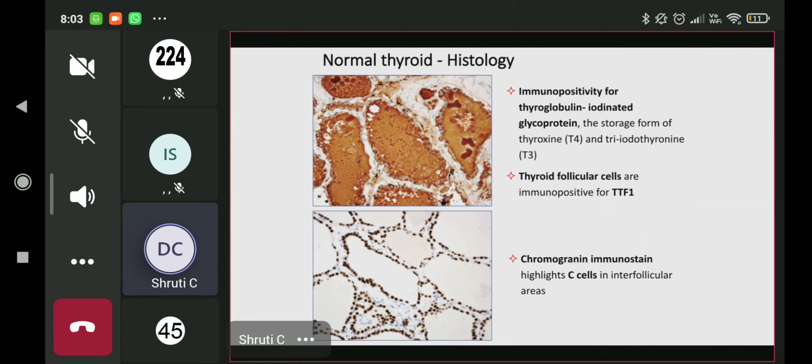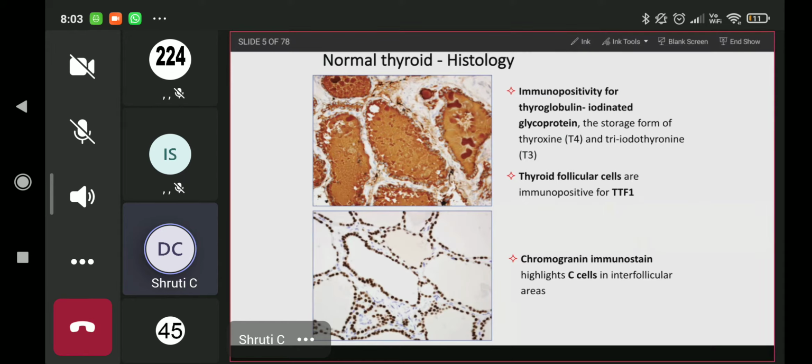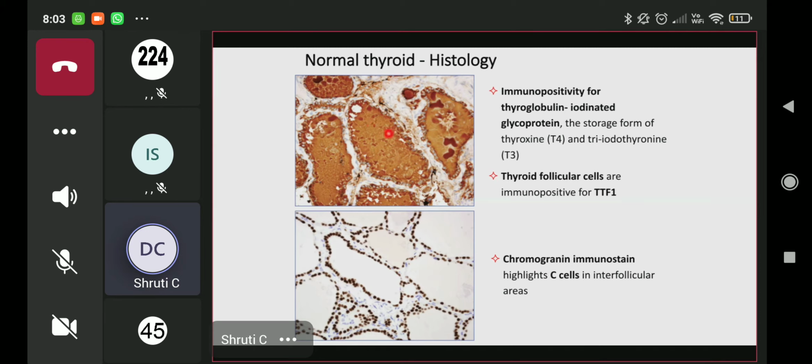Okay. And in short, I will tell you which IHC or immune marker is specific for thyroid. One is thyroglobulin, another is TTF, and thyroglobulin will show cytoplasmic positivity. It will be positive both in the lumen as well as in the cytoplasm of the follicular epithelial cells. And this picture shows nuclear positivity for the TTF1 marker. TTF1 is specific for thyroid.